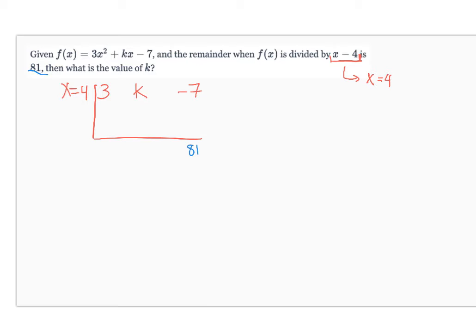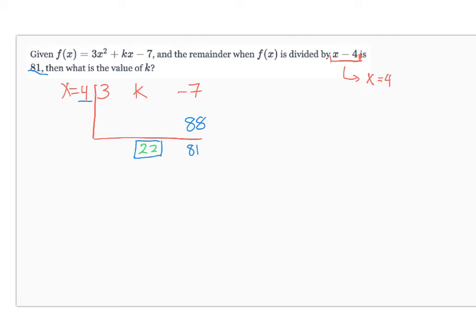In these problems, we tend to work forwards and backwards at the same time. To get from negative 7 to 81, we know we have to add 88. There's no other way that I can get there. And to get from whatever number is here to 88, I've got to multiply by 4. Something times 4 is 88. That something is 22.